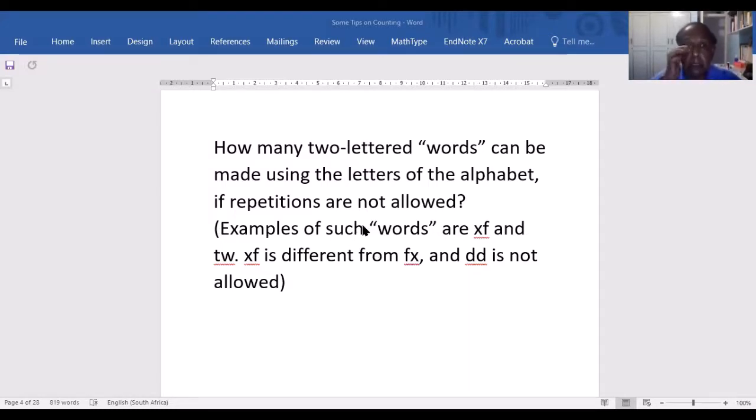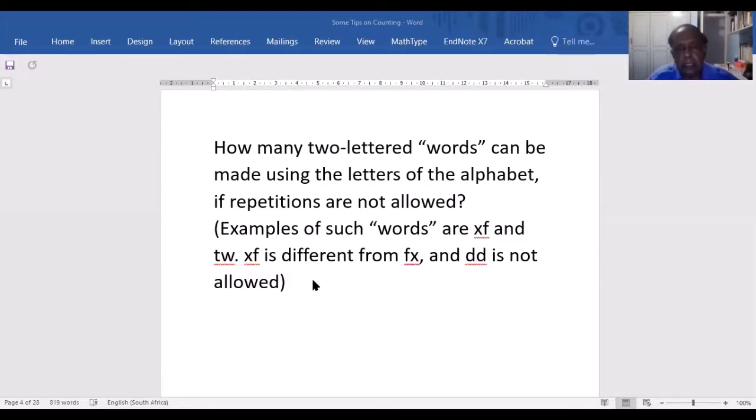We've got "words" in inverted commas, which means that these two letters don't really have to mean anything. For instance, this is a so-called two-letter word, and TW is another word. So these are examples of such words. But notice that XF is different from FX. This is a different word from that. And also, repetitions are not allowed, so you're not allowed to use DD, for instance.